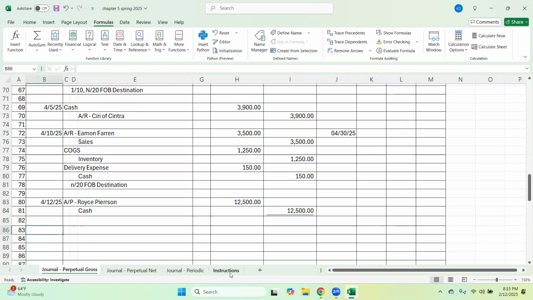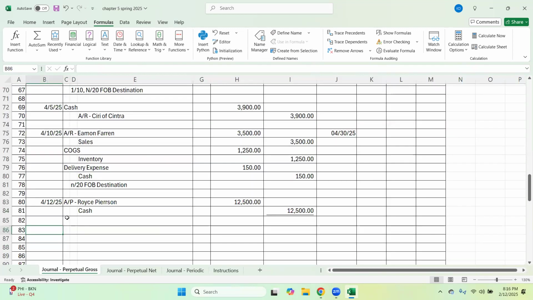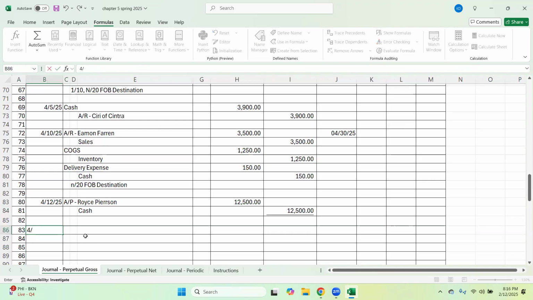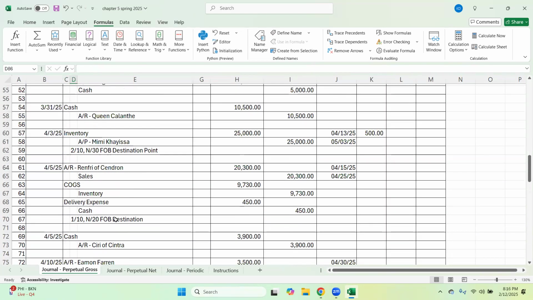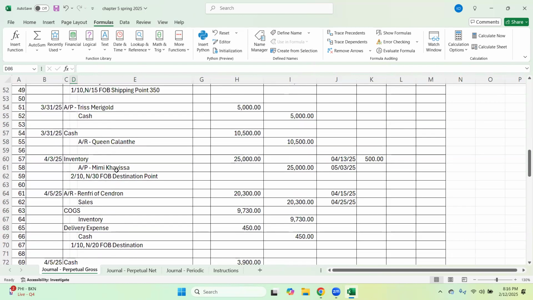Beautiful. Okay, we're gonna pay somebody else. Mimi Kayisi. What day was that? 4/13. Okay, I gotta go find her. Okay, right here. And we're paying it on the 13th, so we are paying within the discount period. We're gonna get to take $500 off this invoice.